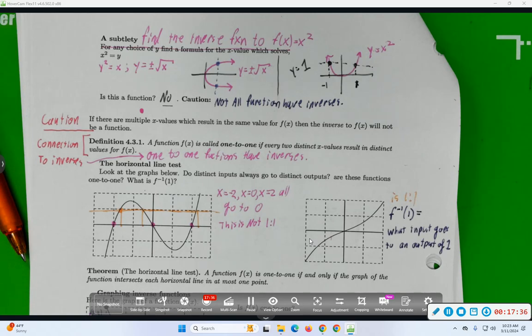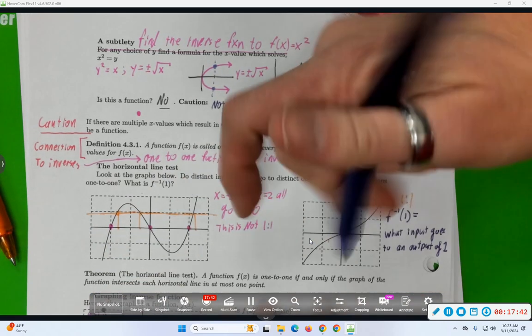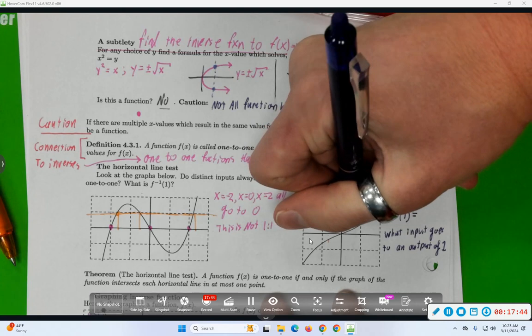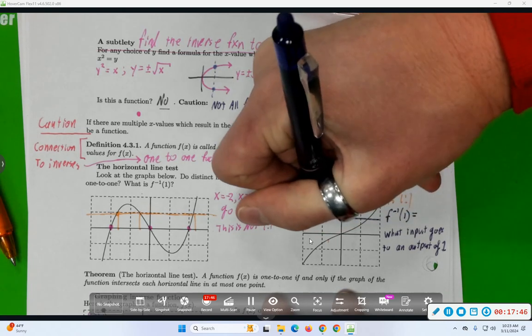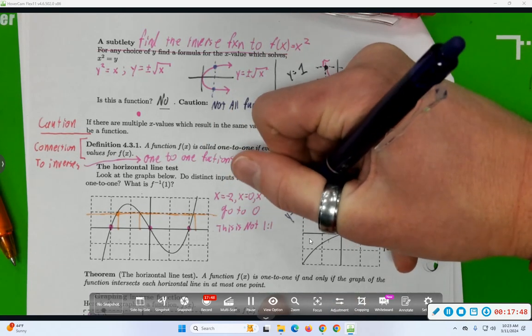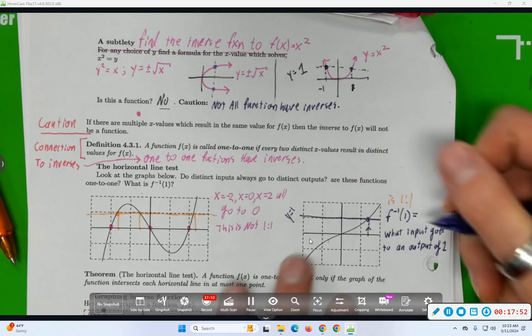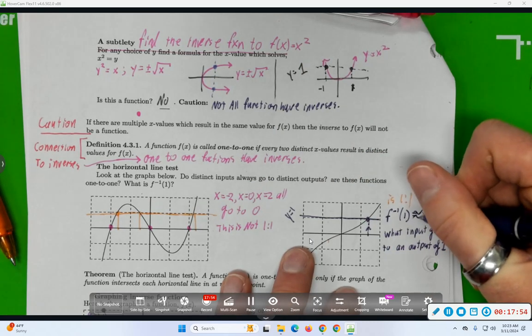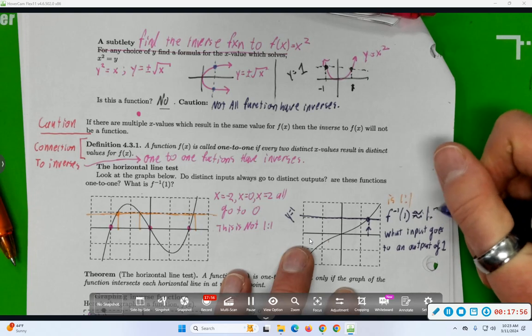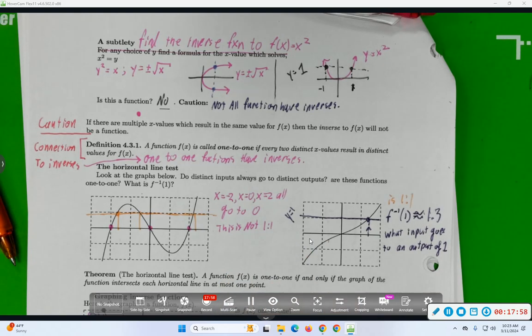1.3. 1.3-ish. All right, so how do you see that? You say, well, I want an output of 1, so that means I want y equals 1. I want to know what x value goes to it, so I want that x value. So it looks like f inverse of 1 is about 1.3-ish. And you can read it off of the graph from that. That feel pretty good? Nice.